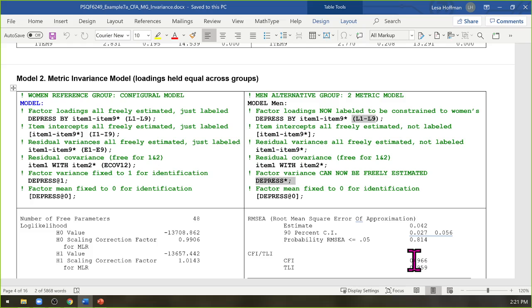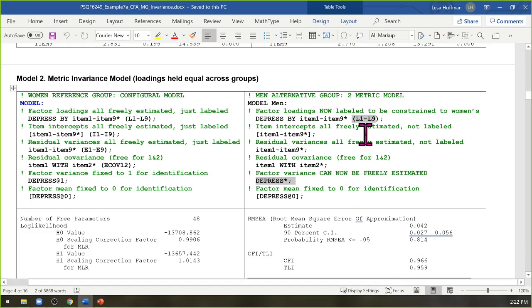I am saying that L1 on the left-hand side is going to have to be the same L1 on the right-hand side. And L1 refers to the loading for item 1. L2, which is implied by the L1-L9, refers to the loading for item 2. So we still have 9 loadings. This is not a tau equivalent Rasch model thing, right? Each item gets to have its own loading. What we're saying is that item 1 has the same loading across groups. Item 2 has the same loading across groups.